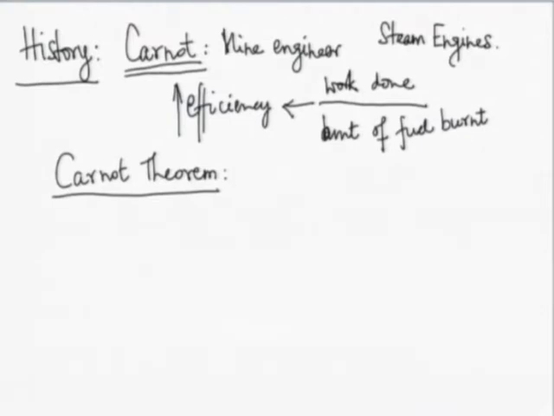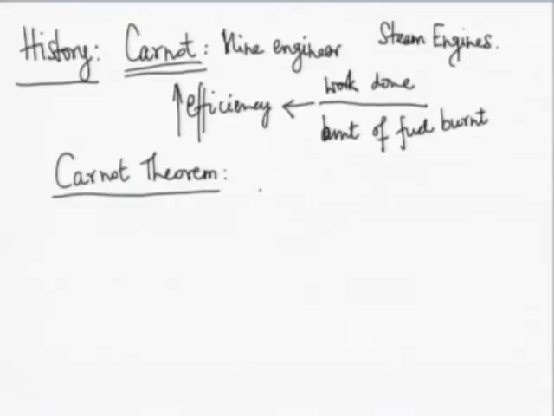At that time it was not a formalized theorem. We will formalize it today by defining all the terms which will come up in these theorems. What Carnot said was that the efficiency of an engine can be maximized provided you do everything reversibly. The great contribution of Carnot is the idea of reversibility.